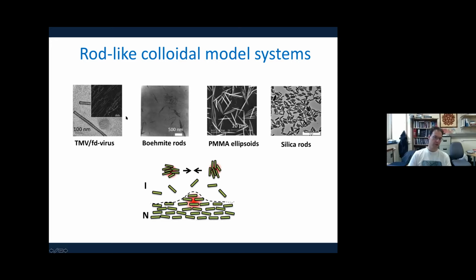But the point is that they're very small, very thin. So if you come in with optical tweezers and try and trap an FD virus, it doesn't work because it doesn't have a large scattering volume at all. So these things are too small.